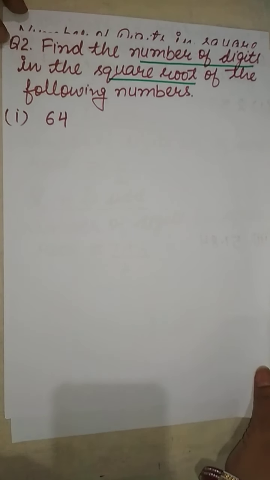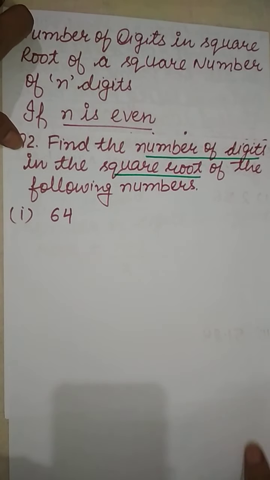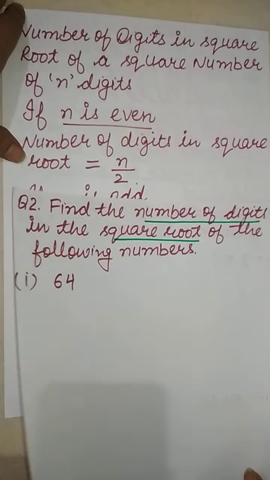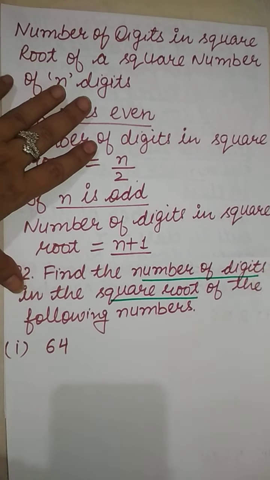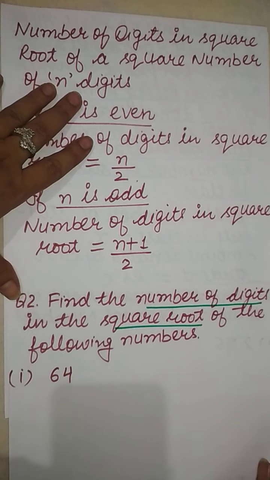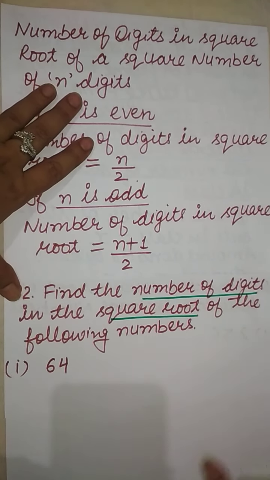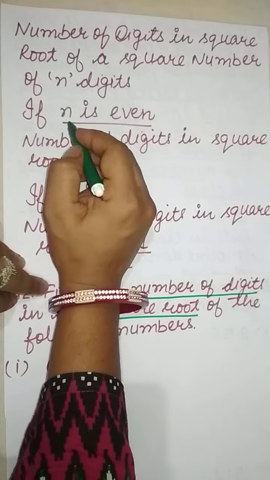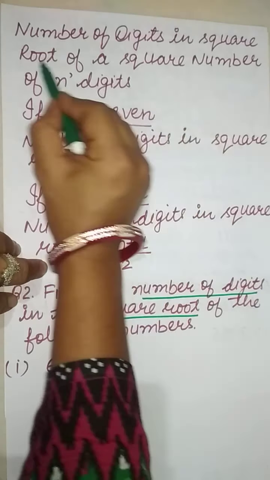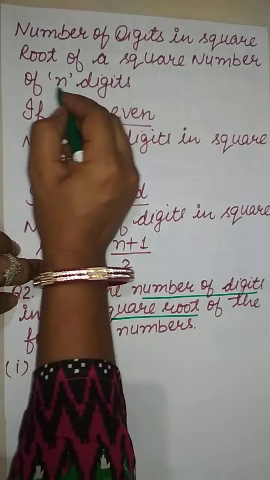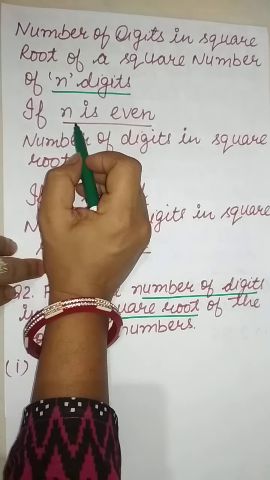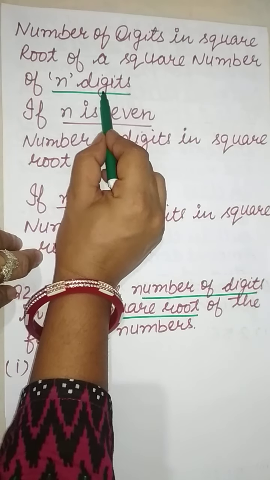Here we are having how to find out the number of digits. Here we are having two options. The first one is, suppose the number which is given is even. The number of digits in a square root of a square number having n digits. Suppose the given number is having n digits.